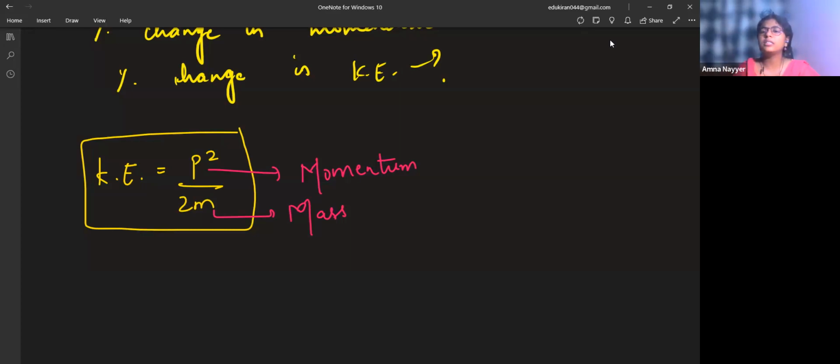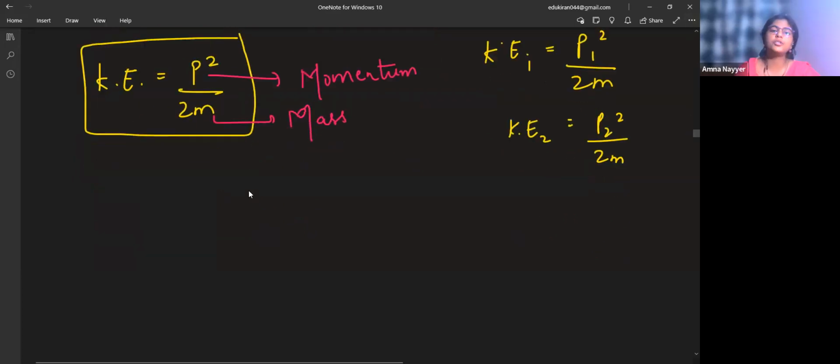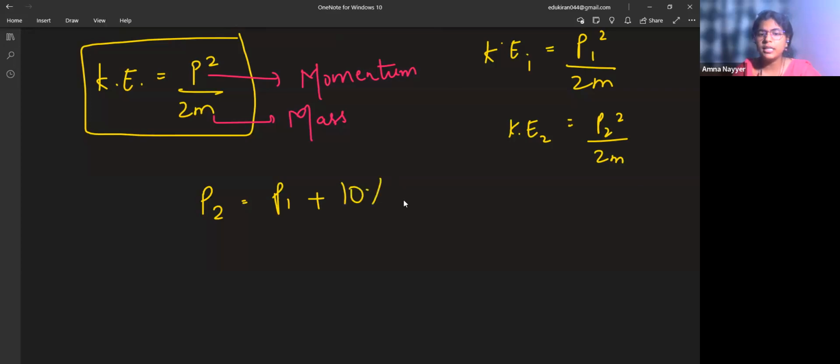So what's the initial kinetic energy? You will find out the initial kinetic energy as P1 square by 2m. You will find the final kinetic energy, this is K1, this is K2, as P2 square by 2m. And how do you calculate the percentage change? Your mathematics, which you have studied till your class 10. P2 becomes P1 plus, suppose in this question it is 10% of initial momentum, so 10% of P1.